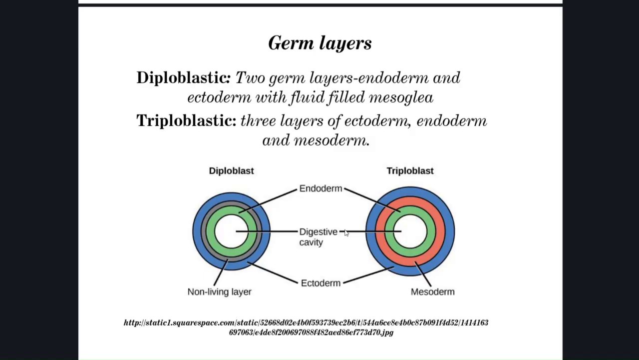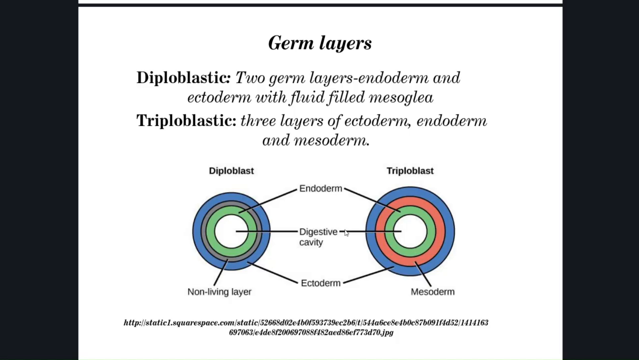So based on germ layers, you can classify animals into diploblastic or triploblastic, where the word basically comes from the number of layers. Diploblastic basically means they have 2 germ layers, and triploblastic basically means they have 3 germ layers, the ectoderm, endoderm, and mesoderm. However, diploblastic animals don't have a true mesoderm, rather they have a jelly-filled mesoglea layer.